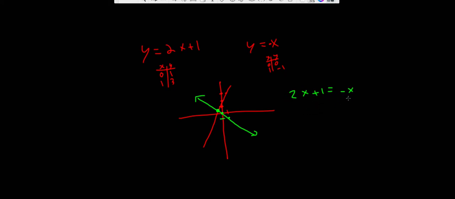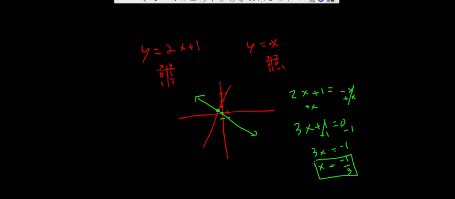We're going to add x to both sides. So this cancels, we get 3x plus 1 equals 0. Subtract 1 on both sides. This cancels, we get 3x equals negative 1, and x is negative 1/3. And now from here, we can plug it back in to one of the y values, and we can get the y value.